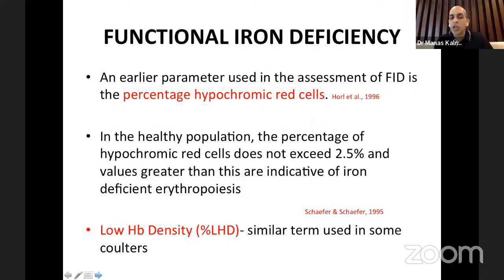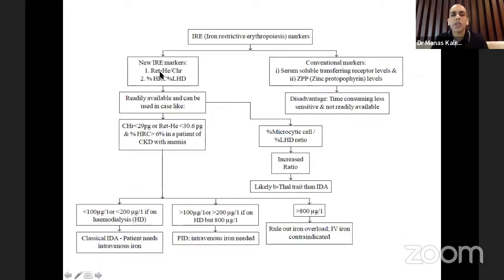Okay. There are other new parameters like percentage hypochromic cells and low hemoglobin density percentage. These are also some newer parameters for iron deficiency anemia, which are useful. And sometimes with usage of all these in many complex patients, we are able to make a diagnosis.